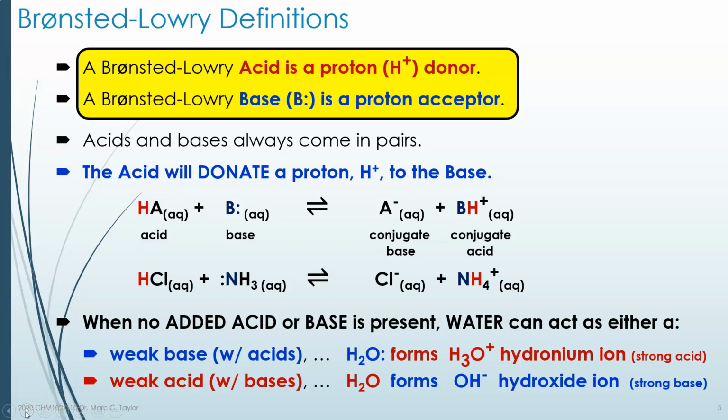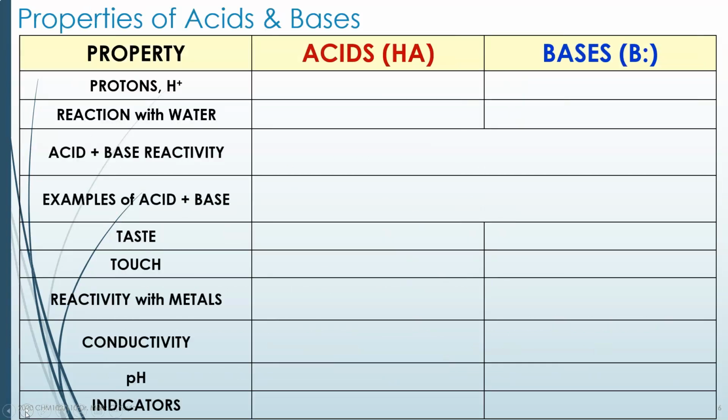Hydronium ion, which is essentially your protons in water, and hydroxide ion, the strong base that is the base form of water. So let's look at the properties of acids versus bases, and there are a lot of different properties to keep track of. Protons. Well, we know from the definition that acids donate protons. They produce protons, they donate them, whereas bases bind to protons, what we call accept protons.